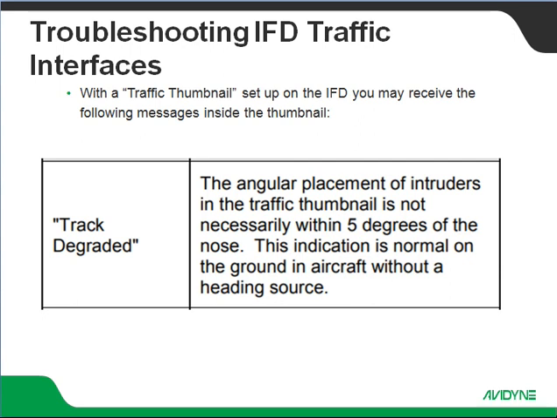Track degraded. We get phone calls about this one quite a bit as well. With the traffic thumbnail set up on the IFD, you may see track degraded. What it's telling you is the angular placement of the intruders in the traffic thumbnail is not necessarily within 5 degrees of the nose of the airplane. If your aircraft does not have a heading source connected to the IFD, then the only way the IFD knows where the nose of your aircraft is, is based off of a GPS track.